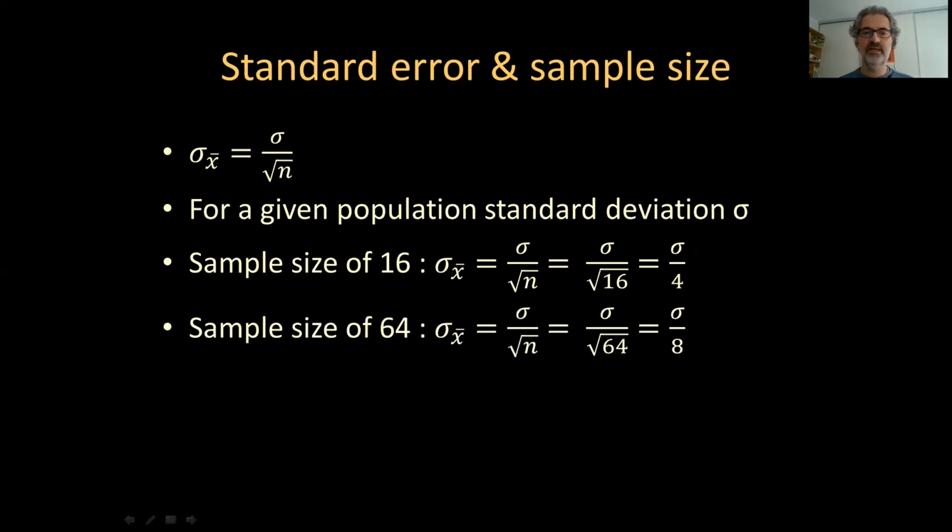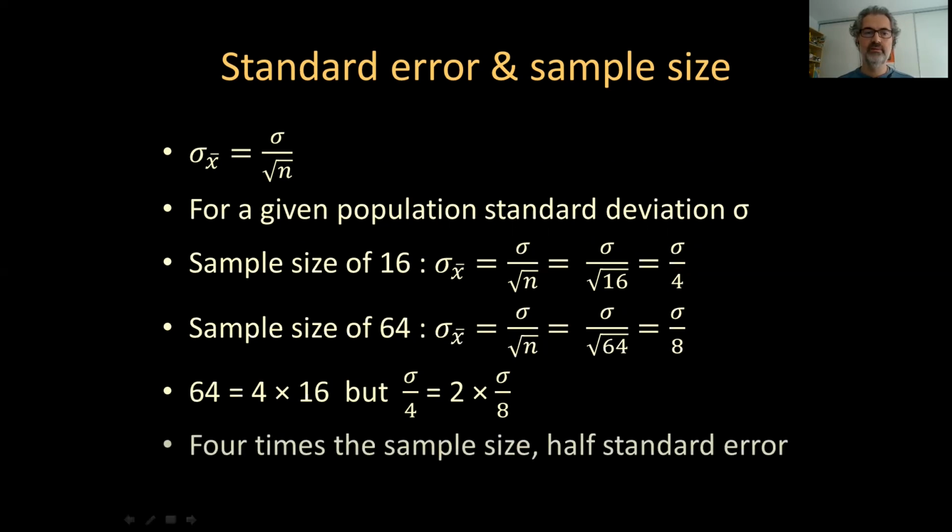What about sample sizes of 64? If we do the same thing, because the square root of 64 is 8, then we find that those sample sizes lead to a standard error of the mean equal to 1/8 of the standard deviation of the population. In other words, we have quadrupled the sample size, but we have only halved the standard error. So we have increased the sample size by a factor of 4, but have only affected the standard error by a factor of 2.